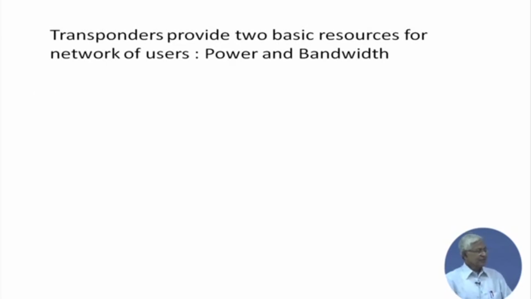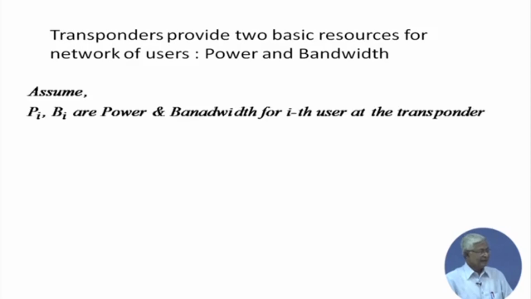The transponders provide two basic resources for the network of users, power and bandwidth, and let us assume that Pi and Bi are the power and bandwidth for the ith user at the transponder. Now, the transponder has some power that we have converted into EIRP. If you remember, the power coming out of the power amplifier of the transponder is then put to the antenna to focus on the service area. So, antenna gain multiplied to this is EIRP. So, here we can consider EIRP also.